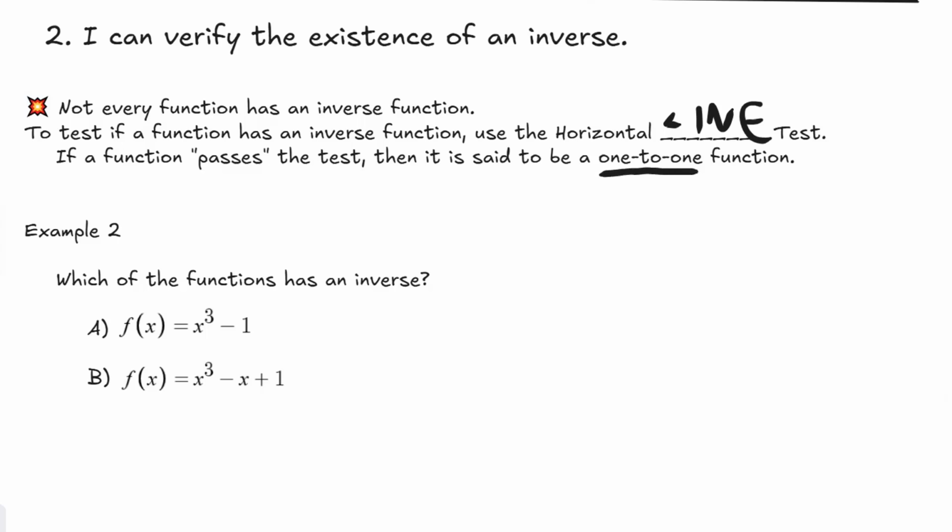And if a function is one-to-one, then it will have an inverse. Or if a function has an inverse, then it has to be one-to-one. So what we're going to do is look at a couple examples here of which function has an inverse. If we graph these functions, we can get an idea of whether or not it has an inverse.